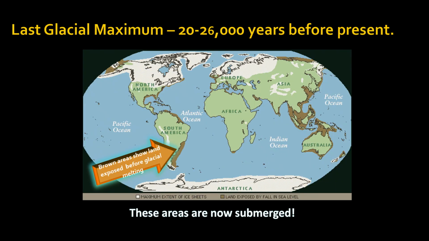Last glacial maximum, 20 to 26,000 years before present. Since this period, the sea level rose over 300 feet. All of the brown areas shown on the map were above sea level at this period and are now submerged. Besides major temperature drops, ice ages also create sea level drops that are substantial since the seawater in the upper latitudes is converted to ice sheets.